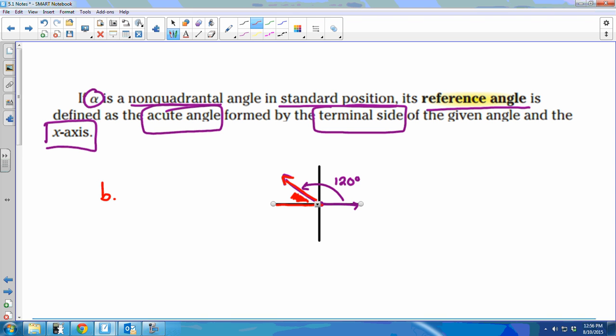Okay, so the reference angle is not the angle they gave you in this quadrant, right? It's the acute angle formed by the terminal side and the x-axis. So what would the measure of that angle be if the purple one was 120? 60. How did you figure that out? 180 minus 120, right? Because straight across would be 180. So for B, in quadrant 2, you would always take 180 and subtract off whatever alpha, your angle measure, is.